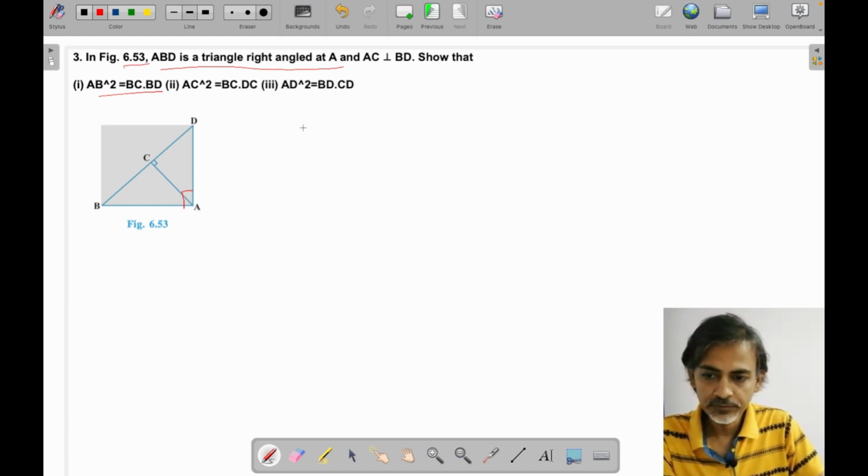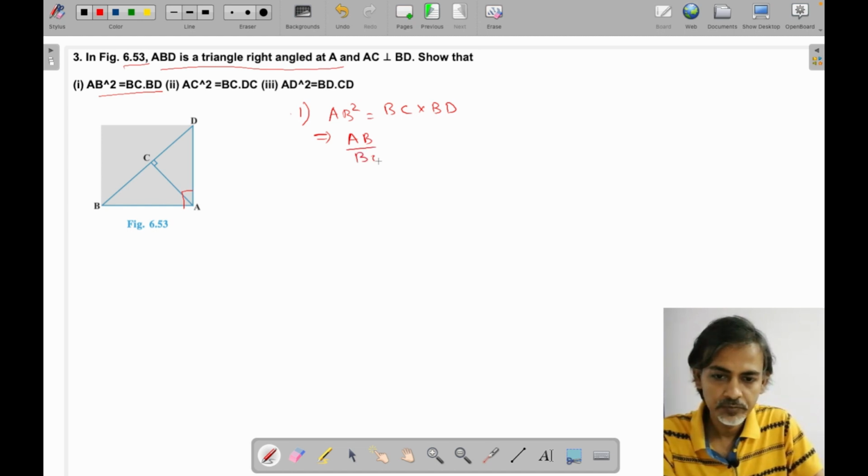So we'll do the same thing we did in the previous example. Let's first write out what is given. It's given AB square equals BC into BD. This is what is given. Can I write this as AB by BC equals BD by AB? We can write that, right? I've just done a cross multiplication.